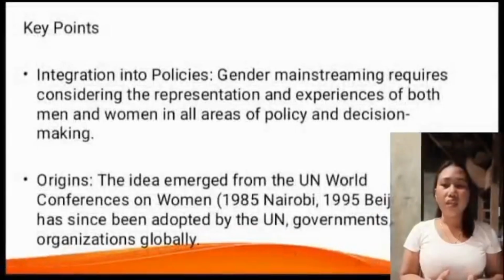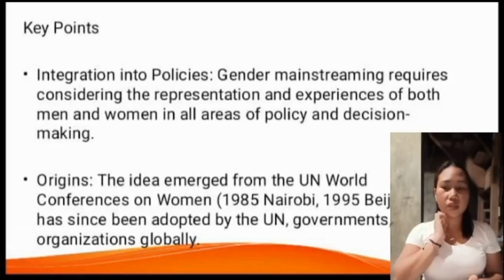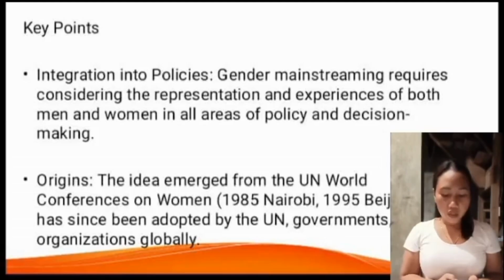Key points. Integration into policies: gender mainstreaming requires considering the representation and experience of both men and women in all areas of policies and decision making. Origins. The idea emerged from the UN World Conferences on Women, 1975 Nairobi, 1995 Beijing, and has since been adopted by the UN, governments, and organizations globally. So it helps achieve balanced participation in society.